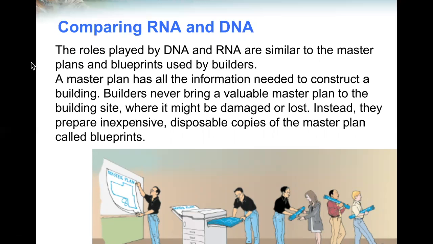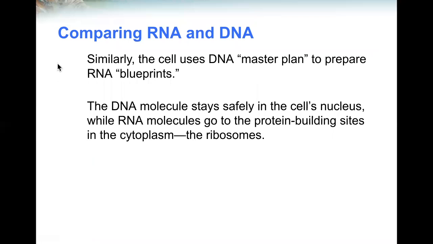The roles played by DNA and RNA are similar to the master plans or blueprints used by builders. A master plan has all the information needed to construct a building. Builders never bring a valuable master plan to the building site where it might be damaged or lost. Instead, they prepare inexpensive, disposable copies of the master plan called blueprints. Similarly, the cell uses the DNA master plan to prepare RNA blueprints. The DNA molecule stays safely in the cell's nucleus, while RNA molecules go to the protein building sites in the cytoplasm, the ribosomes.